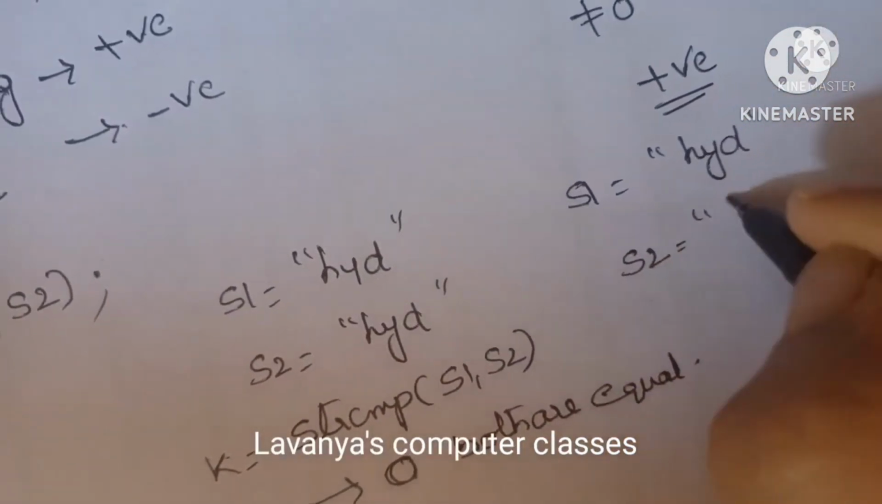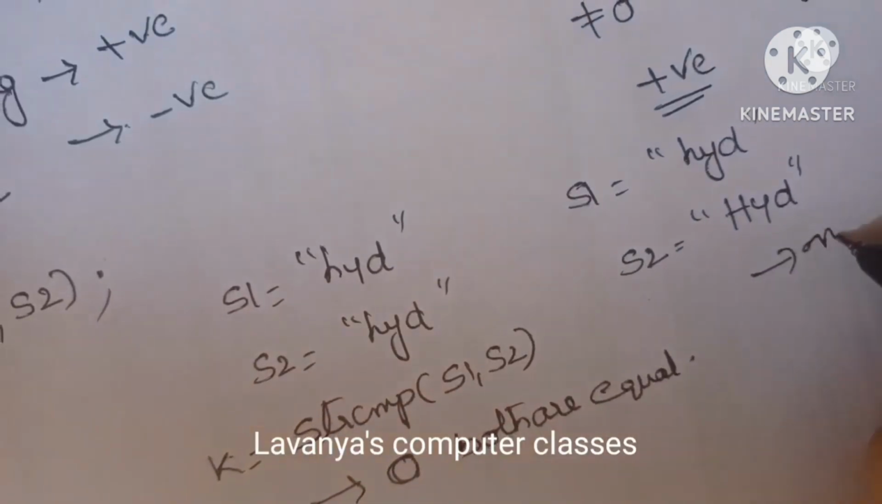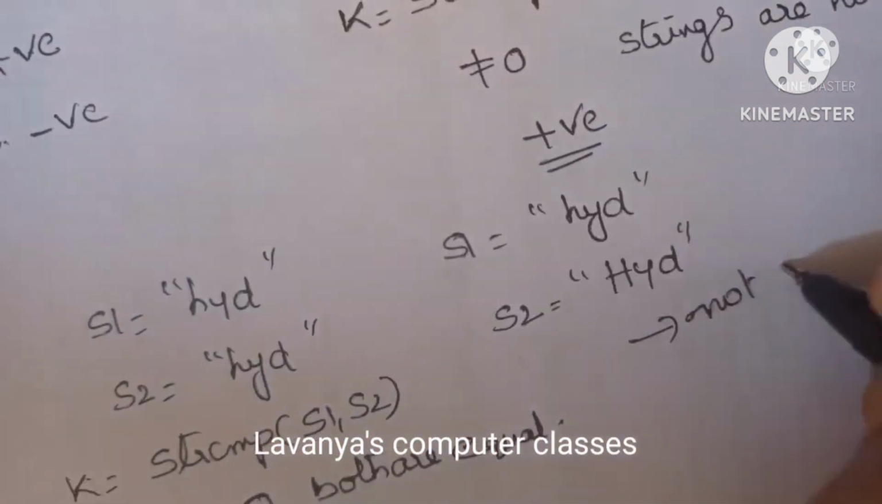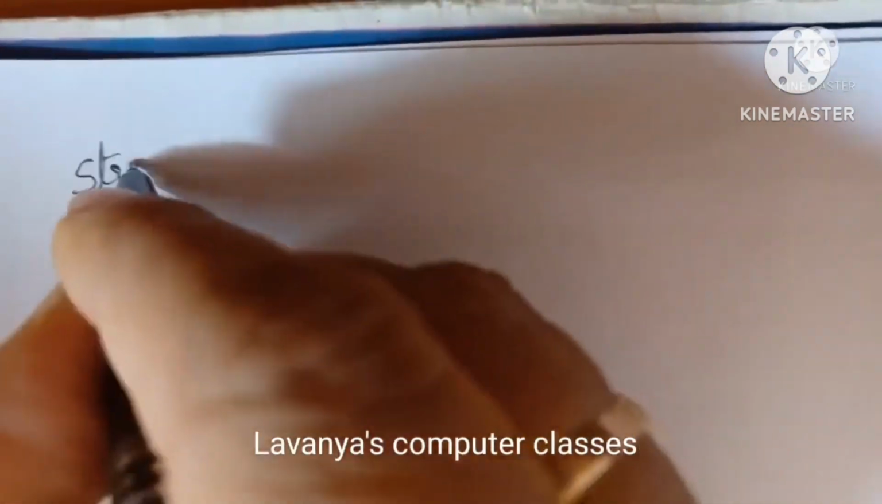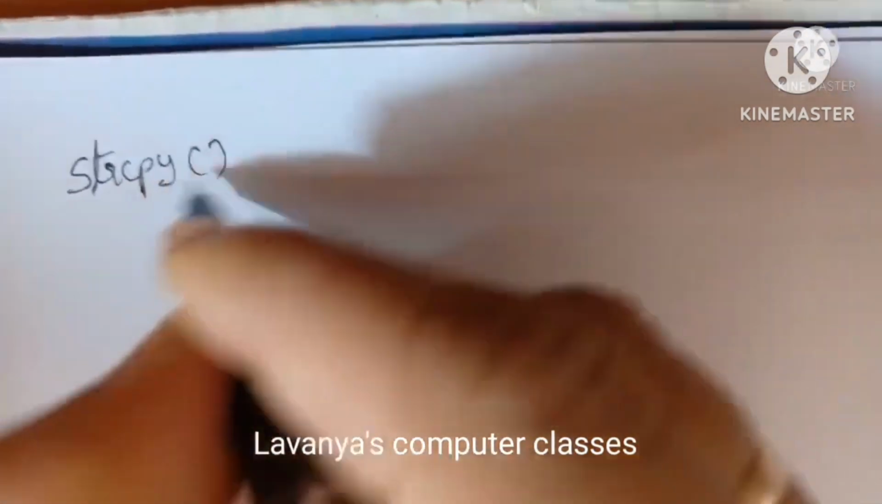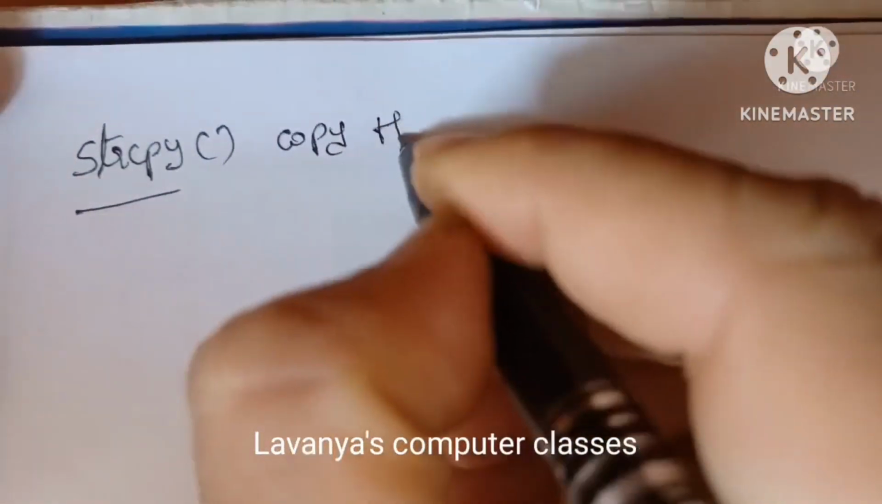One more example. S1 equal to HYD, S2 equal to HYD, but here H is capital. HYD both are same, but it is case sensitive. That's why whenever you're comparing these two strings, it gives the answer is not equal. Now we'll go for one more function, that is strcpy.